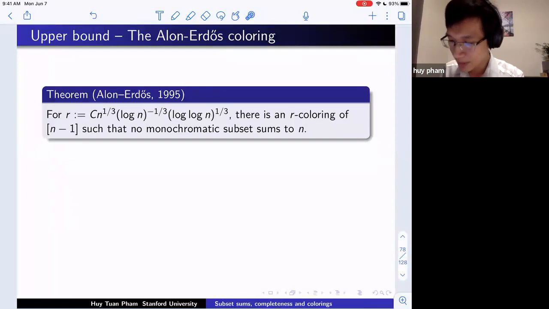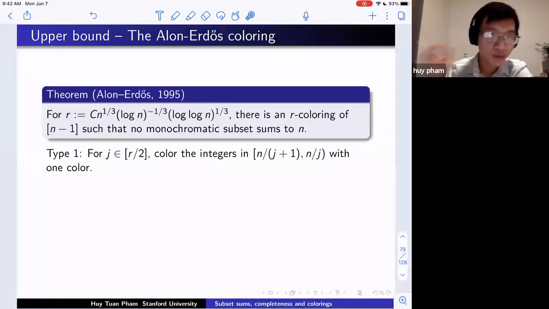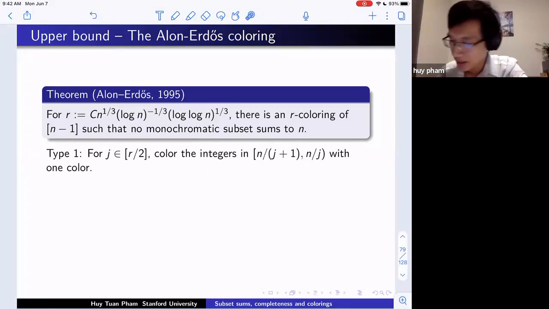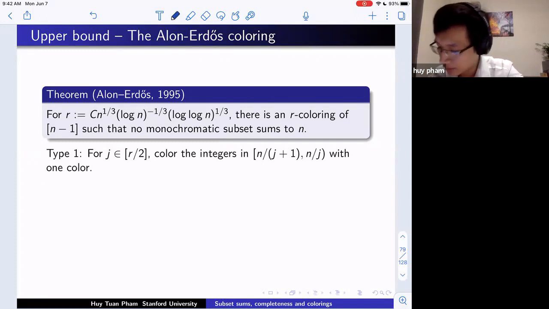If we rephrase, the upper bound in the Alon and Erdős result goes as follows. If the number of colors r is a big constant times this quantity, then there is an r-coloring of the interval from 1 to n minus 1 which avoids n as a monochromatic sum. The coloring proceeds with three types of color. With the first type, we color all of the large elements, essentially all of the elements from n over r over 2 up to n minus 1, and we'll simply do it by using harmonic intervals.